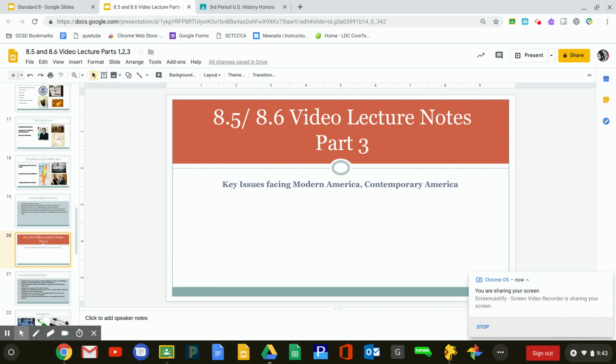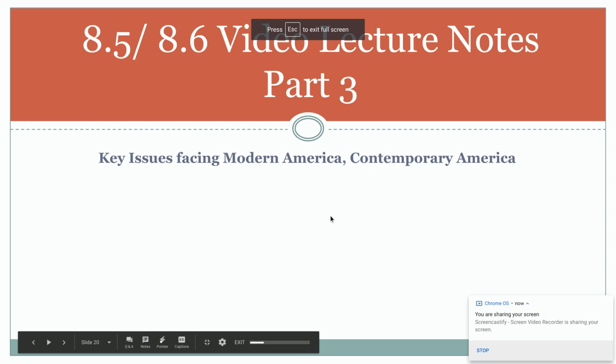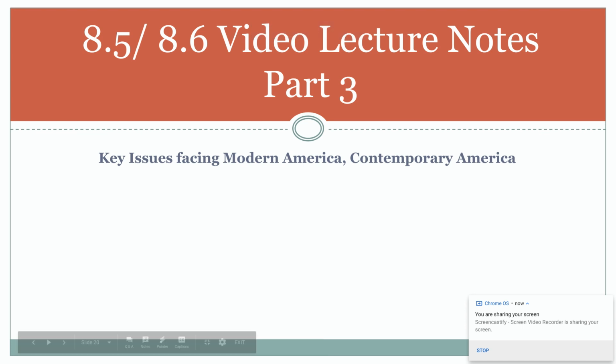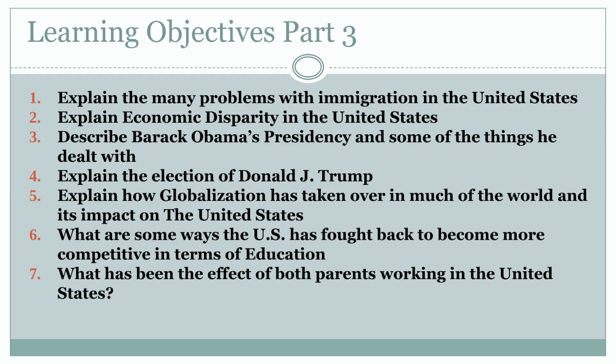So make sure that you are writing these things down. You're taking good detailed notes. You're answering your learning objective questions, and you're reviewing these things at home when you get a chance. Some things that we're going to be looking at are the key issues facing modern America and contemporary America. So those are some things that we will be addressing in this lesson. So with that being said, let's move over to our learning objectives for this lesson.